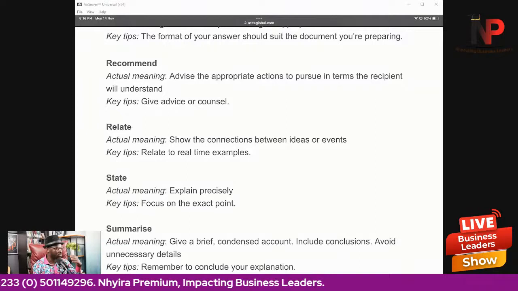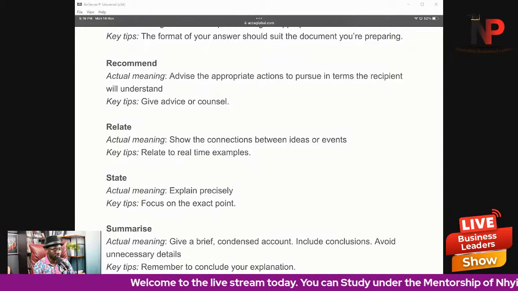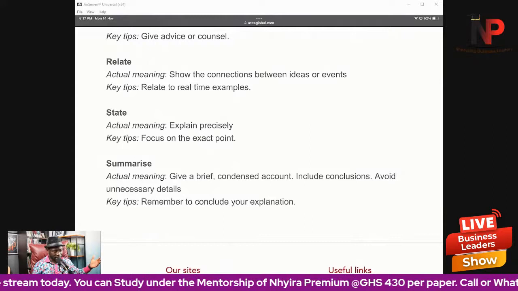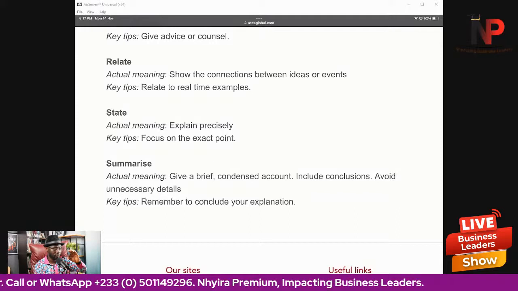But relate means you show the connection between ideas or events. So you relate to real-time examples. So you give some practical things in that particular case. Then state. State means state. So you focus on the exact point. You focus on the exact point and be precise. So you have to be precise when it comes to this.